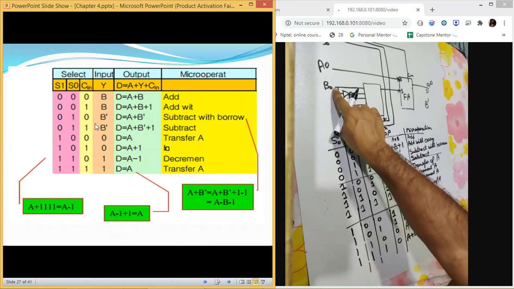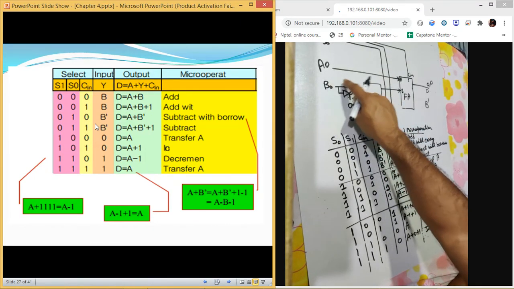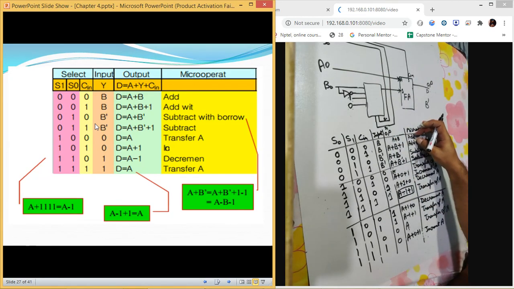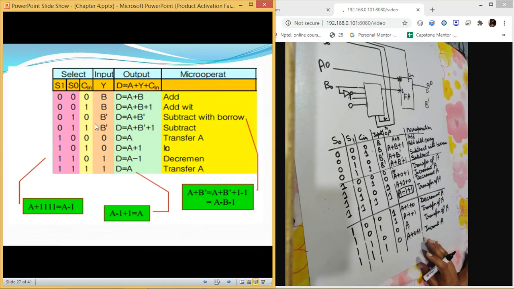Now if we change the value of B naught like this, if we connect B bar at this place with 0, then these two operations will move up and these two operations will move down. So that is how it is going to work. So in one circuit, you can make as many changes as you want.